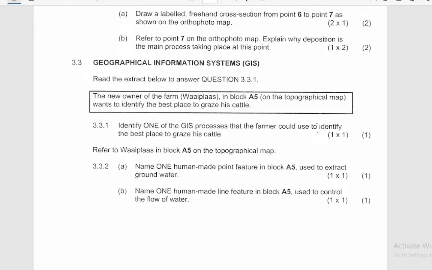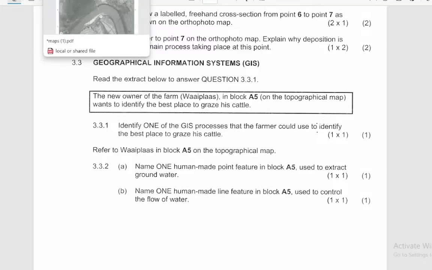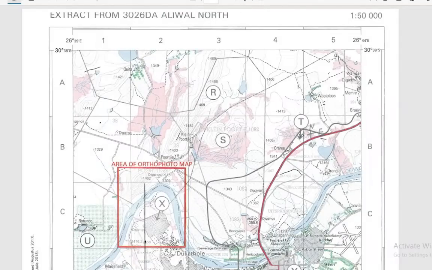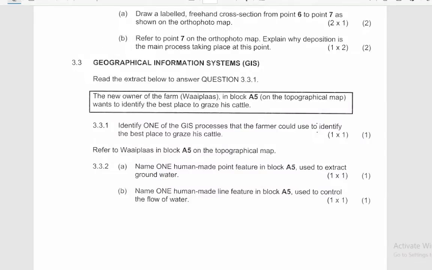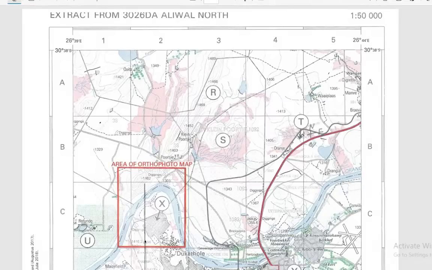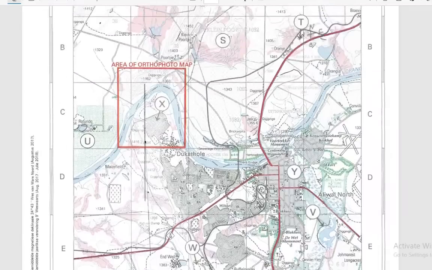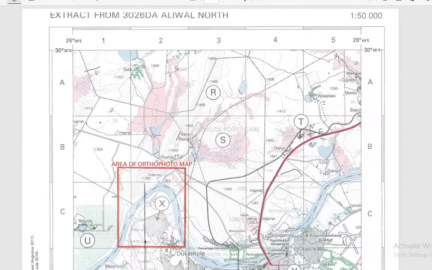Right, then name one human-made feature in block A5 used to extract groundwater. The moment you hear of extraction of groundwater, be mindful, definitely that is going to be a wind pump. That is the main thing that we use for extraction of groundwater. So before you check there, it's saying in block A5, you go to your map, check block A5. Block A5 is here. We have this wind pump here. This is the feature which is used to extract water, so it's a wind pump for that one.